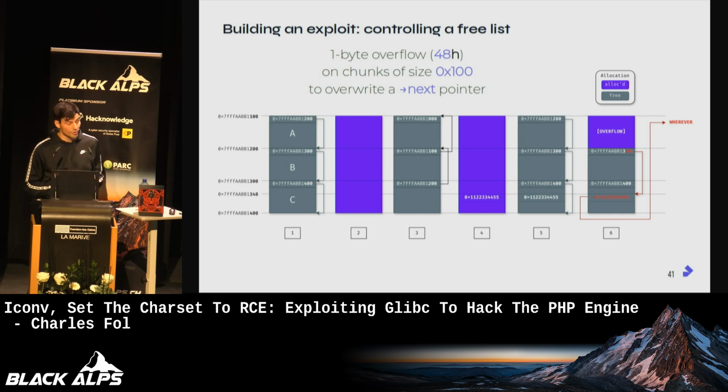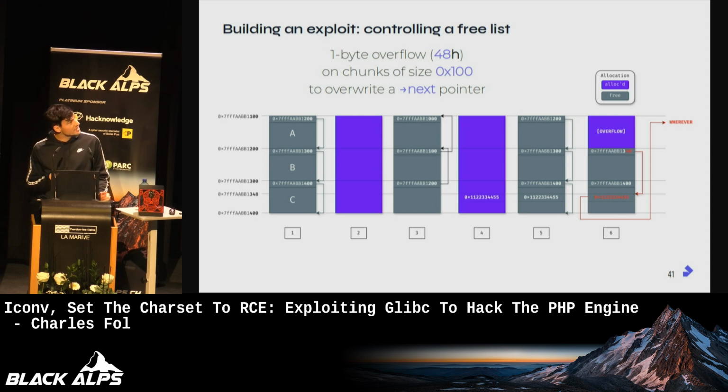So we have a 1 byte overflow. We're going to use the overflow of value 48. We are going to focus on chunks of size 0x100 because their LSB is always going to be 0. And also we want to overwrite the next pointer of the free list so that we can write at some arbitrary address. So the exploitation is really standard, but I will still go through it. So you have three chunks initially, in this order: A is the first one in the free list, then you have B, and you have C.